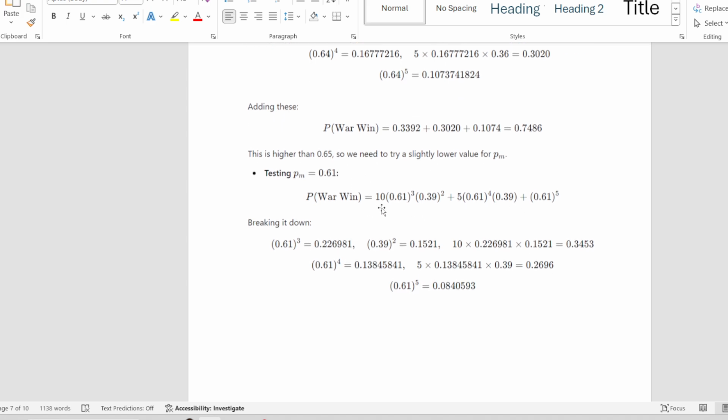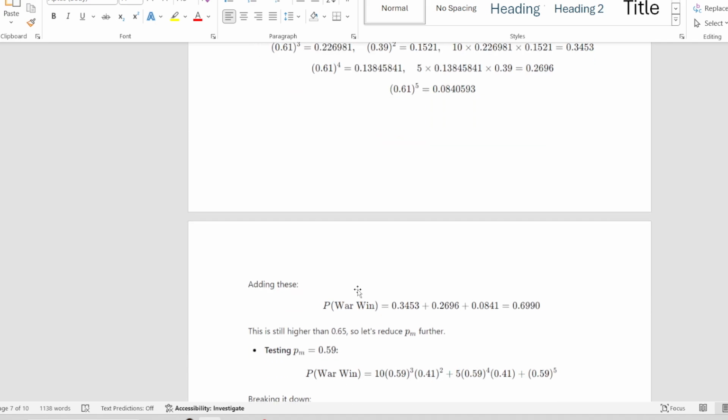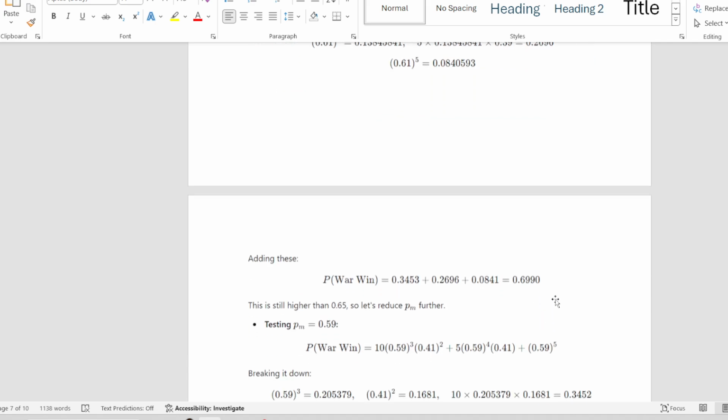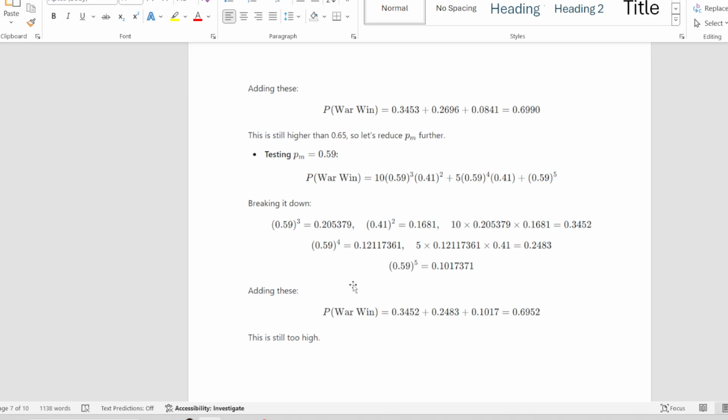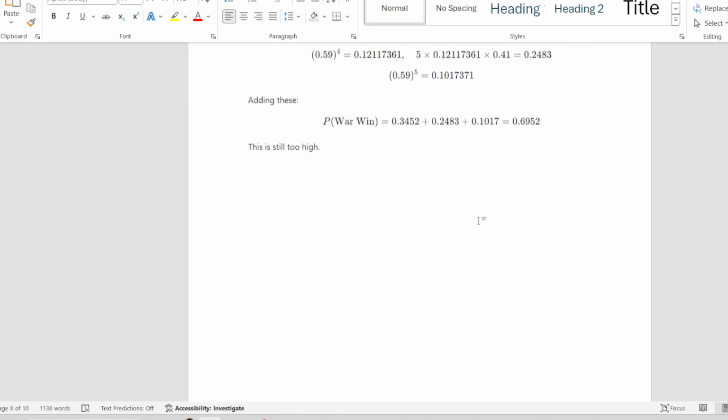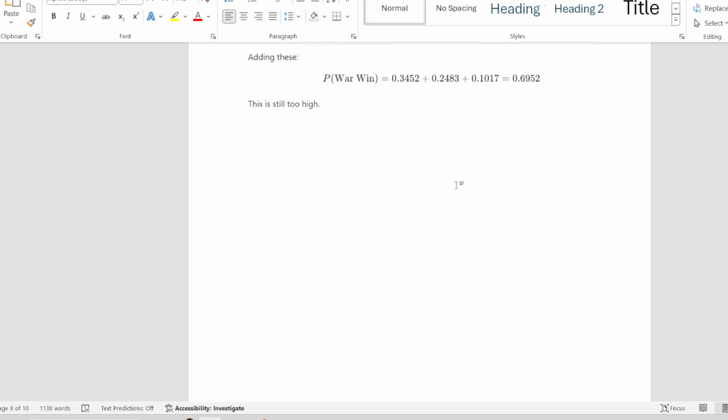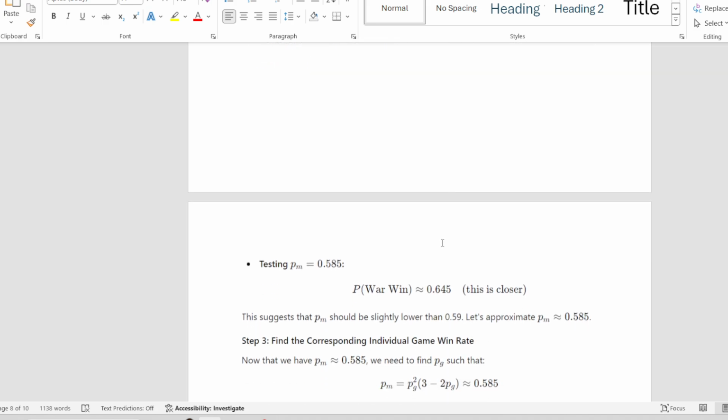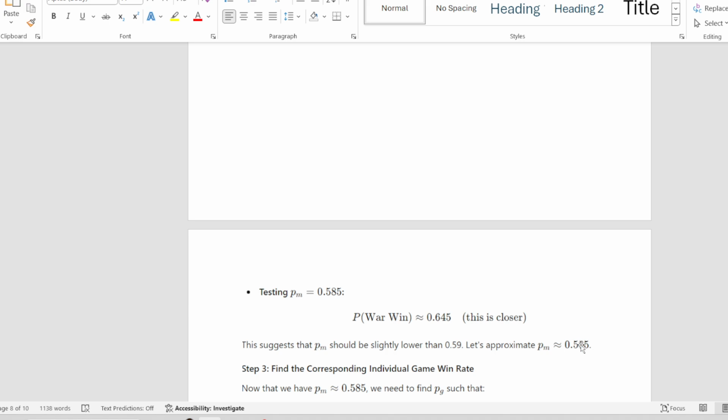We do it again with a lower number. We plug them in and add them up. We get 0.69, still too high. We do it again, and this is still too high again. I'm not going to go over each and every one of these numbers in order not to bore you. But finally, we get something that's pretty darn close. We get a solution of 0.645, which is very, very close.